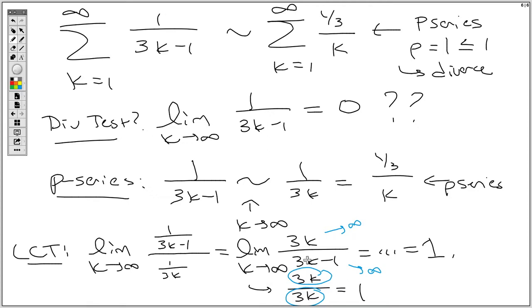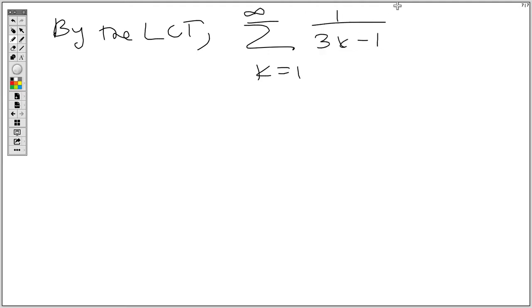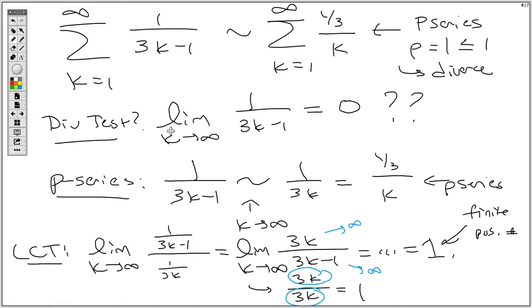And what's important about the number 1? For the limit comparison test, we want to have our limit be what kind of number? Positive and finite. Good. So this is a finite positive number. So that means that we guessed right. Our unknown series is going to behave like this divergent series, which means the unknown series is going to do what? So what conclusion can we draw? It's going to diverge.